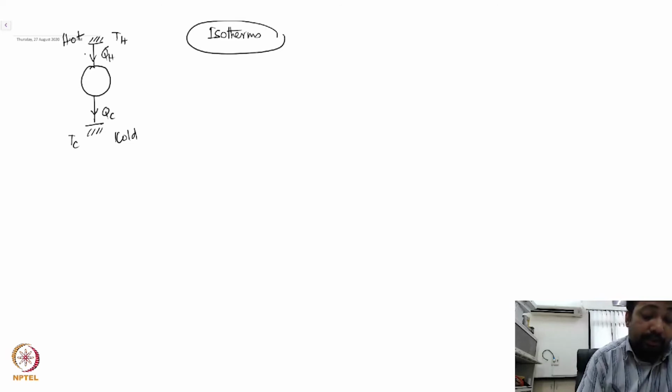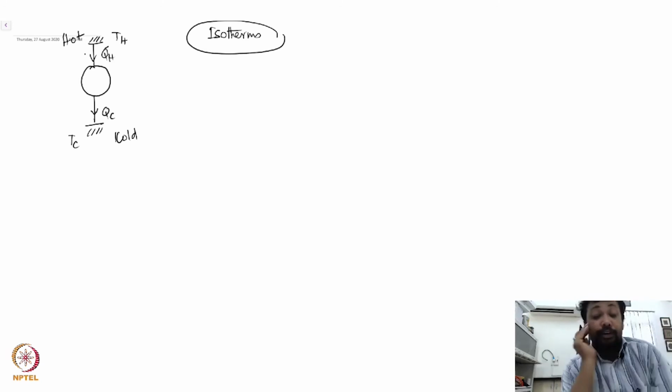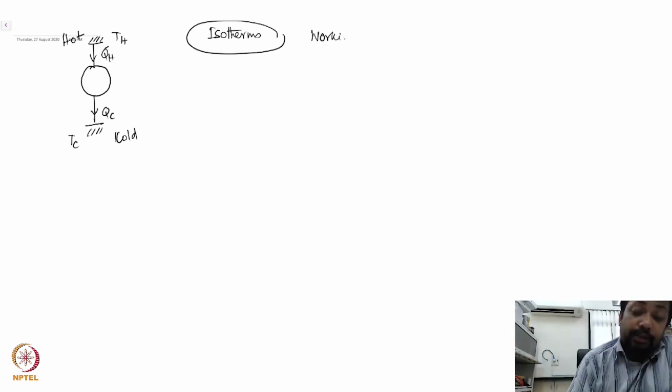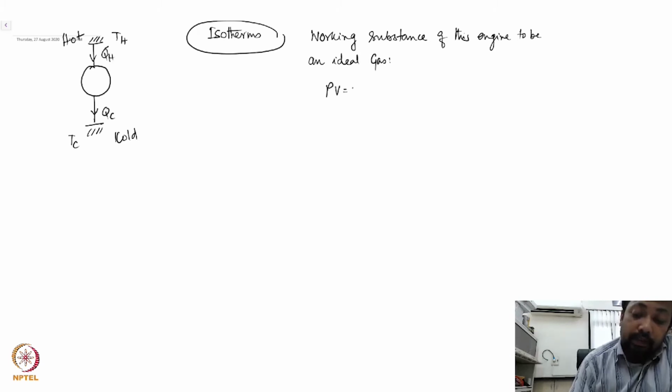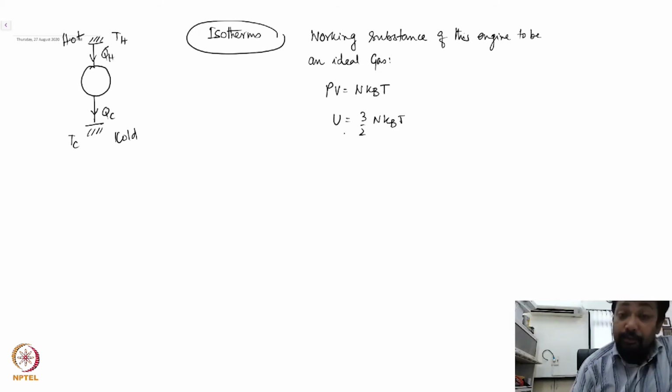But it remains, because the rest of the processes must be adiabatic, I do not know, because no heat exchanges are allowed. So I have to figure out how adiabatic processes would be. Well, if you take the working substance of this engine to be an ideal gas, then I know for the ideal gas PV is equal to mkBT, right? And the internal energy of the ideal gas is 3/2 mkBT. If you want to be more general, you can take this factor depending on the type of ideal gas. So we will consider the ideal gas to be made up of monoatomic particles.